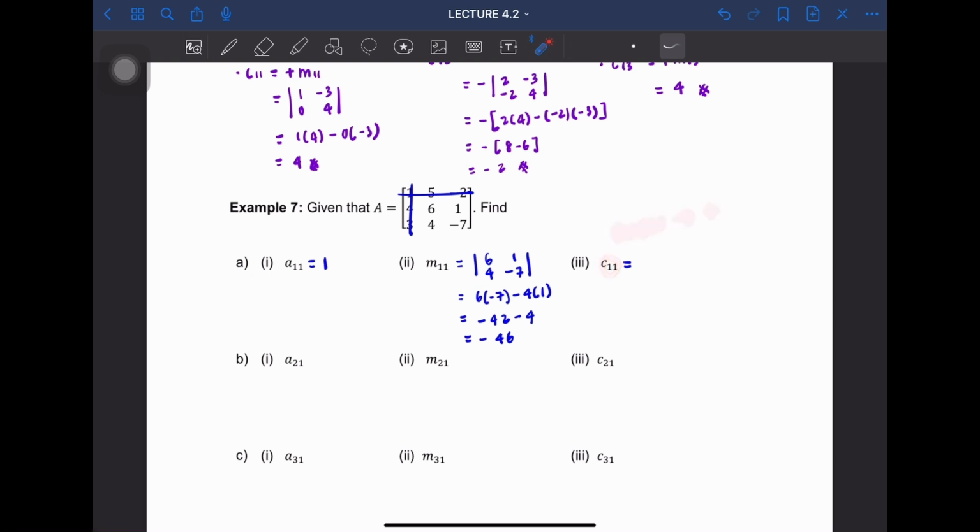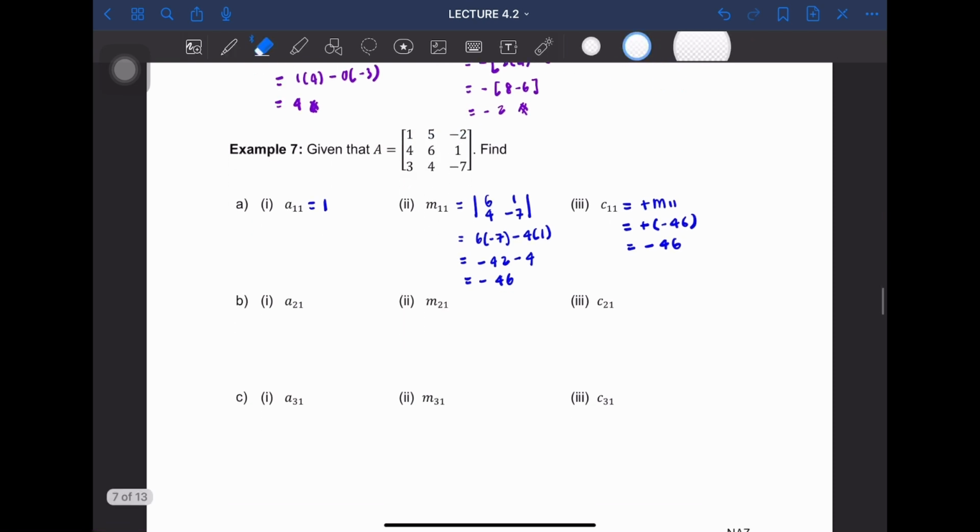So positive, negative 46, so it's equal to negative 46. Okay, now let's try another one.